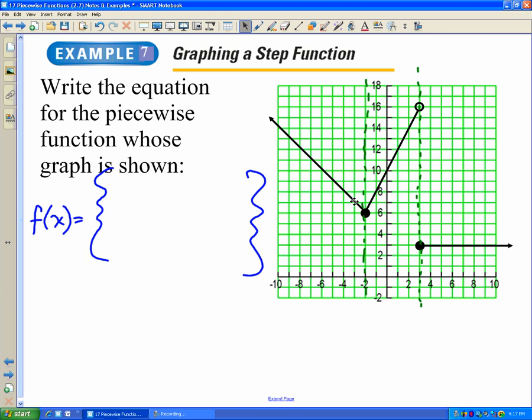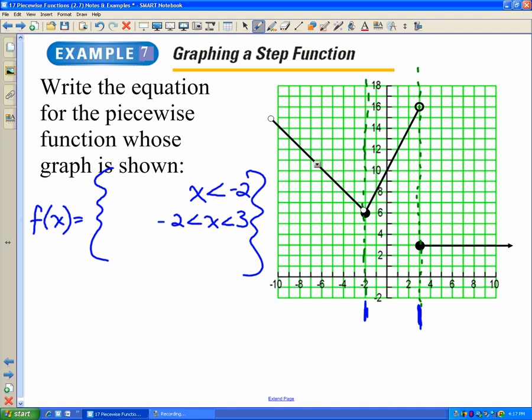So, for my first part of the graph, let's undo that. For my first part of the graph, this part here, my domain is less than -2. So I want x's less than -2. For this part here in the middle, I want between -2 and 3. So -2 is less than x is less than 3.